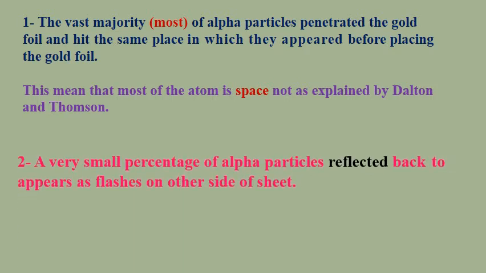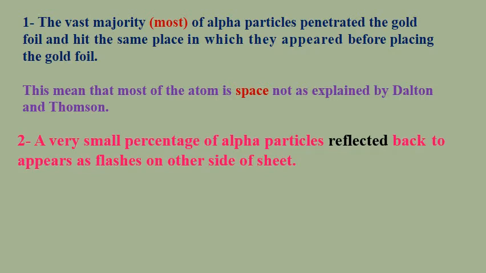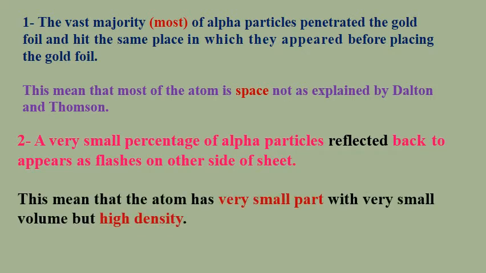Number two, he observed that a very small percentage of alpha particles were reflected, returning back again. Okay, and this means that there is a small object inside the atom, and this object has high density. So when the alpha particles hit this object that has a high density, they reflect back again. Okay, these are two observations.